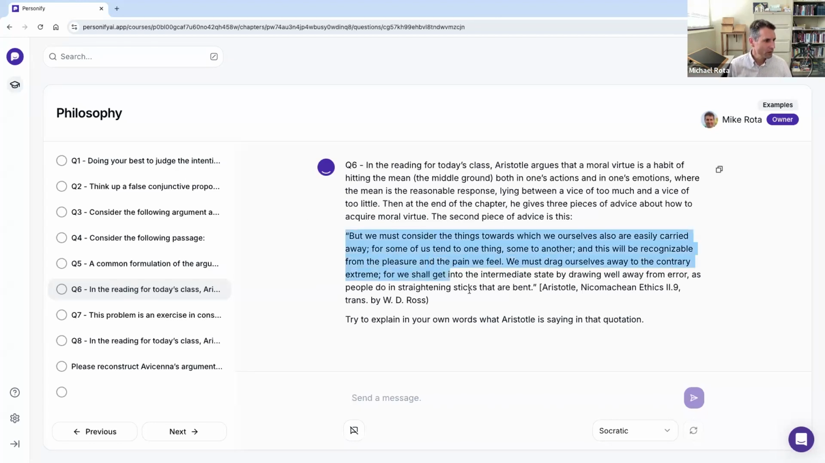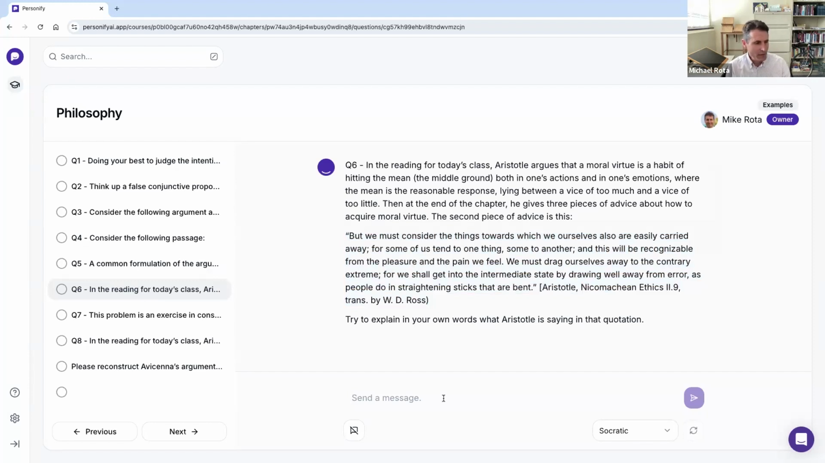Here's what he says. But we must consider the things towards which we ourselves also are easily carried away. For some of us tend to one thing, some to another, and this will be recognizable from the pleasure and the pain we feel. We must drag ourselves away to the contrary extreme, for we shall get into the intermediate state, which is where you want to be, by drawing well away from error, as people do in straightening sticks that are bent. Okay, some of my students are like, okay, I get it. Some of the students are going to have trouble with this.